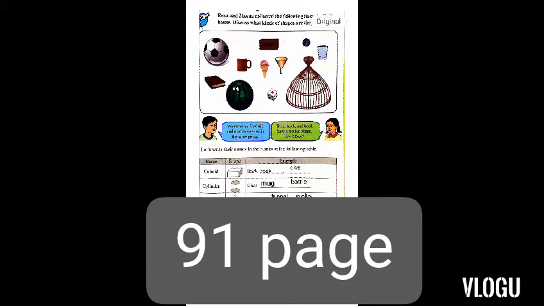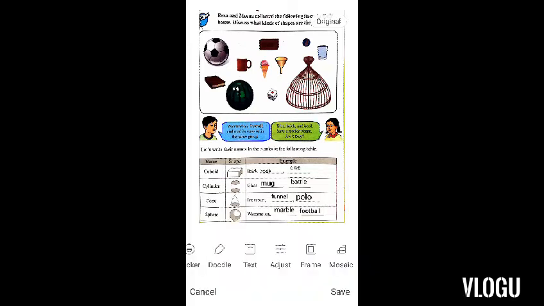Here the first one is cuboid. Examples of cuboid: brick, book and dice. Cylinder, examples of cylinder: glass, mug and bottle. Cone, examples of cone: ice cream, funnel, flow. Sphere, examples of sphere: watermelon, marble and football.